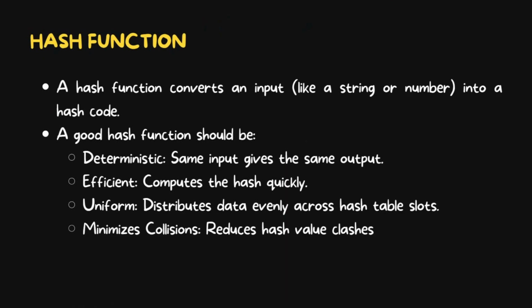A hash function is the engine of hashing. It takes an input like a string or number and generates a number, the hash code. A good hash function has a few key properties. First one is deterministic: the same input always produces the same output. Second one is efficient: it computes the hash value quickly. Third one is uniform distribution: it spreads elements evenly across the table to avoid clustering. The fourth one is low collision rate, which means it reduces the chances that two inputs produce the same hash value, which would cause a collision.